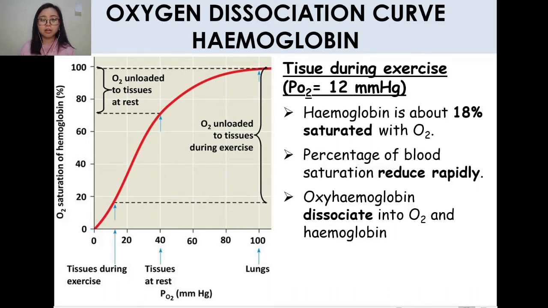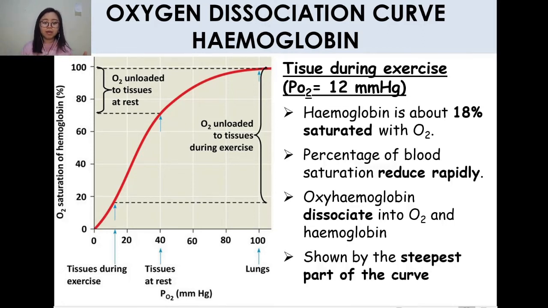Kalau kamu fikir secara logik, masa kita punya tisu sedang bersenam, kita buat aerobic respiration, tisu perlukan oksigen. Jadi hemoglobin akan lepaskan dia punya oksigen untuk tisu kita gunakan. So that is basically what these 3 points are saying. And this is shown by the steepest part of the curve. So ini adalah bahagian curve ini yang paling curam.